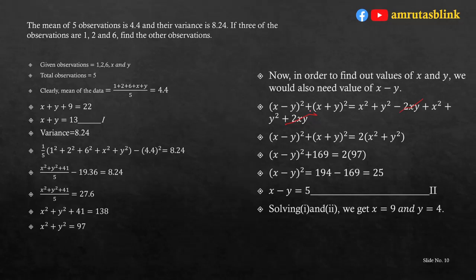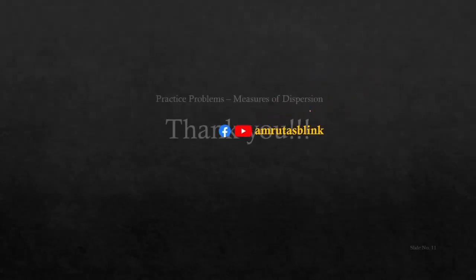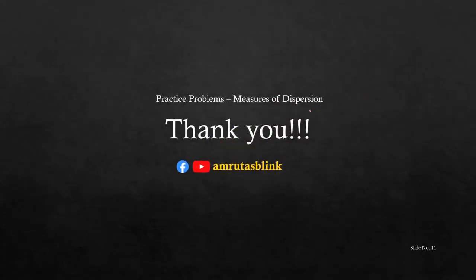Now, you can easily cross check. If you find the mean of 1, 2, 6, 9 and 4, it will be 4.4, and if you find the variance of 1, 2, 6, 9 and 4, it will be 8.24. With this, in this video, we have seen a few practice problems on measures of dispersion, mean deviation about mean and median. Thank you.